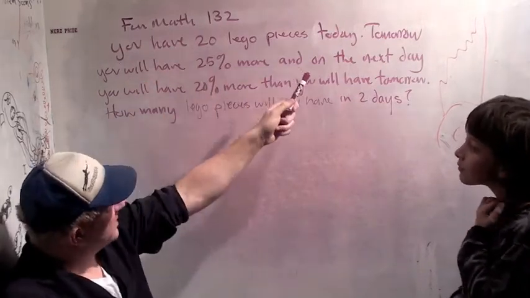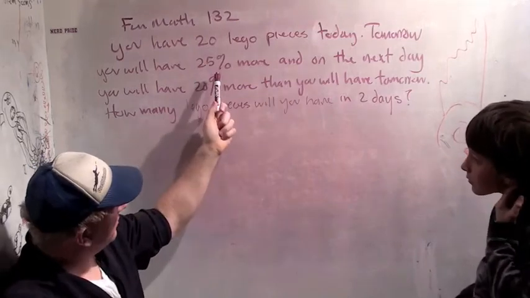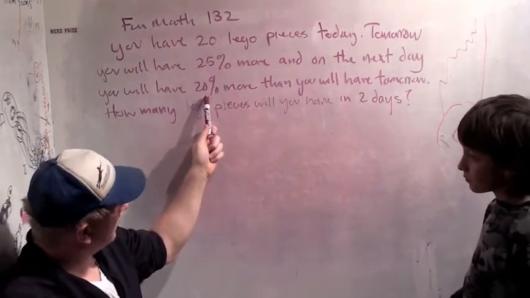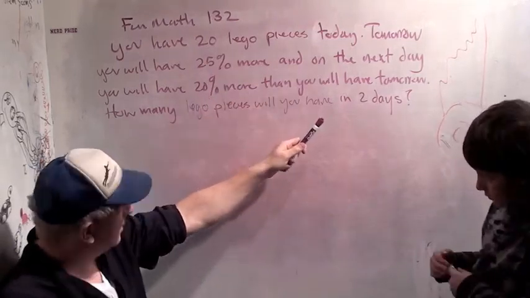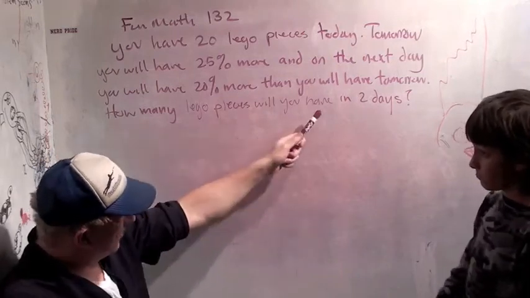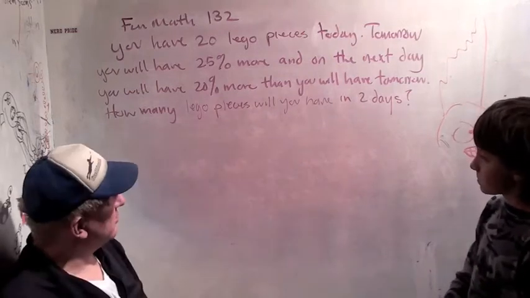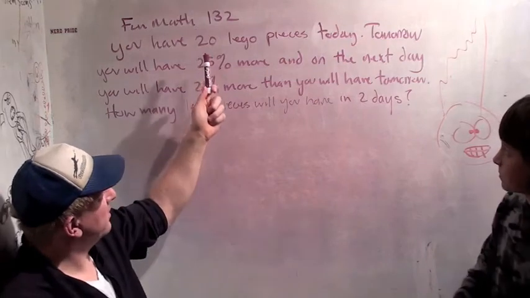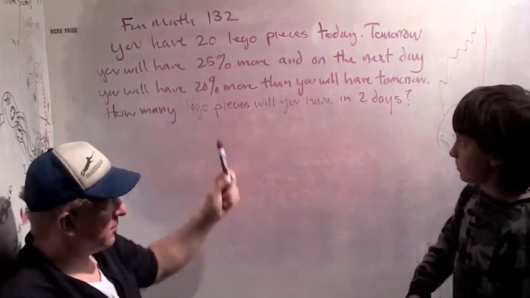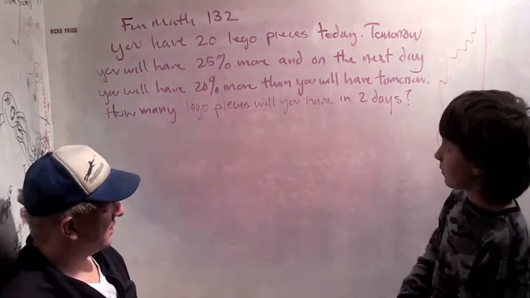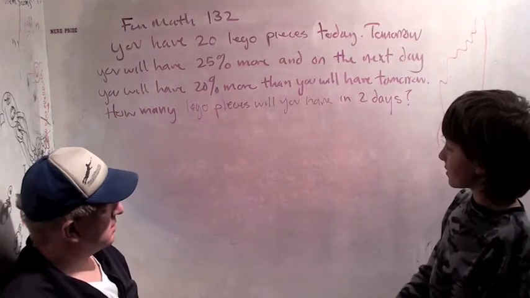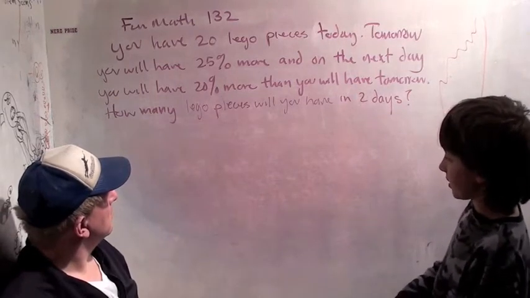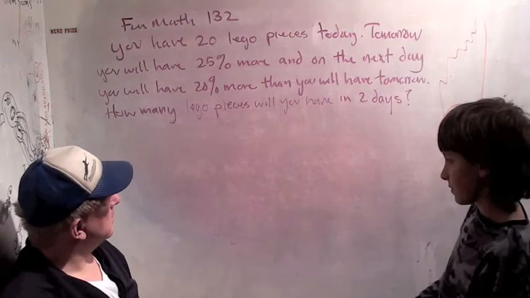You have 20 Lego pieces today. Tomorrow you'll have 25% more, and on the next day you'll have 20% more than you'll have tomorrow. How many Lego pieces will you have in 2 days? So at the end of those 2 days, how many are you going to have? You start with 20, then you go up by 25%, then you go up by 20%. How much will you have at the end of those 2 days? Well, actually, 20 is a pretty easy number to do 25% and 20%.